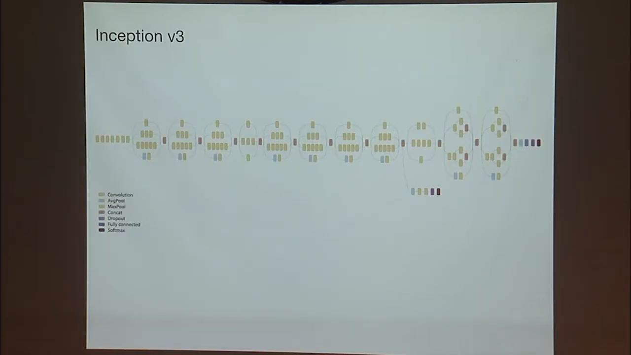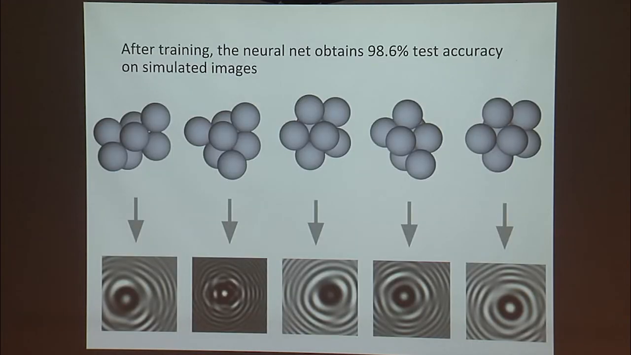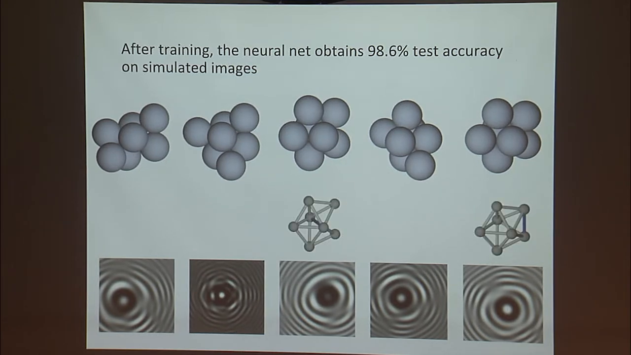And then she basically used Inception, the same neural network that identifies cats, except that she added a couple of layers on the top. So she froze the architecture, added a couple of layers on the top, and basically fine-tuned the last couple of layers to do this problem. And after training, the neural network obtains 98.6% test accuracy. This is on the 7 particle clusters. There are 5 of them, and on these 5, it gets 98.6% accuracy, so it correctly associates the holograms to the structure. So that's fun, but that's a computer, so who cares about computers? What we really care about is the world.